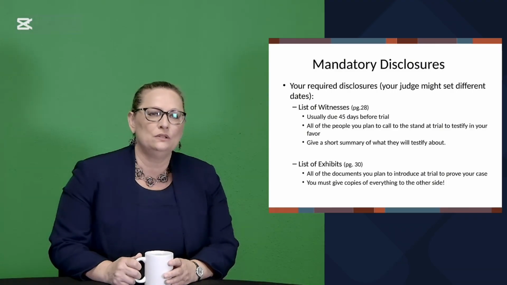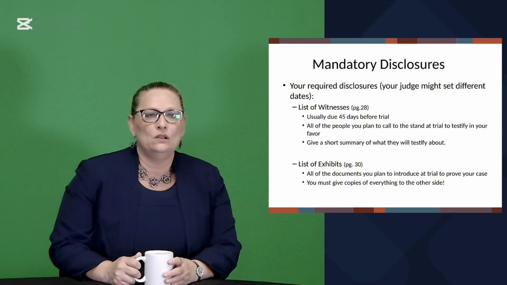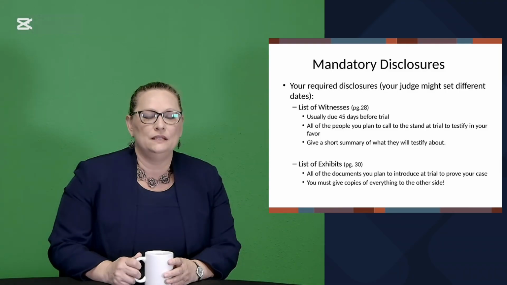And when you disclose the list of witnesses, you give a short summary of what they're going to be testifying about as well. You also are required to disclose your list of exhibits. So these are the documents that you plan to introduce at trial and prove your case. And you have to provide a list of them, but you also have to give copies of these documents to the other side.